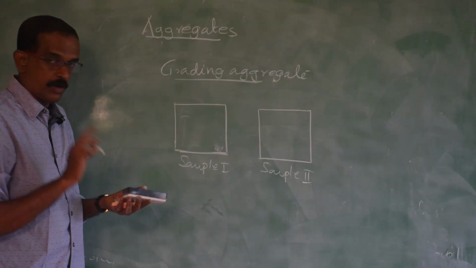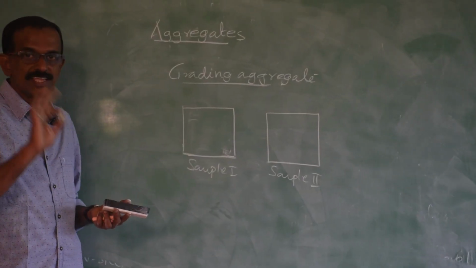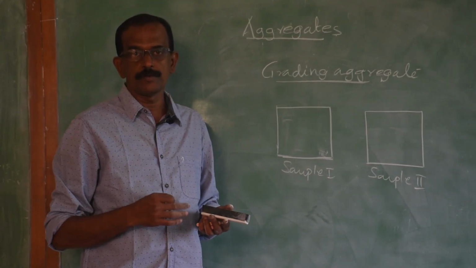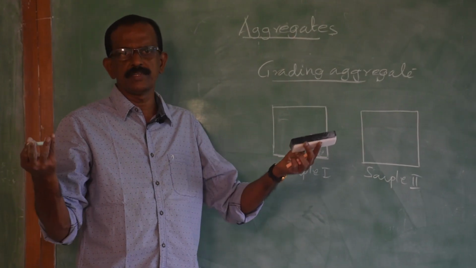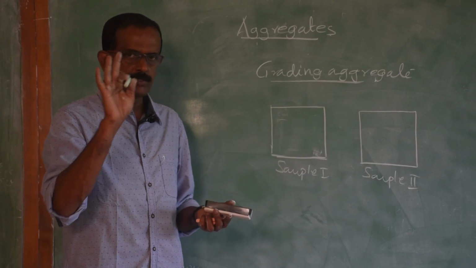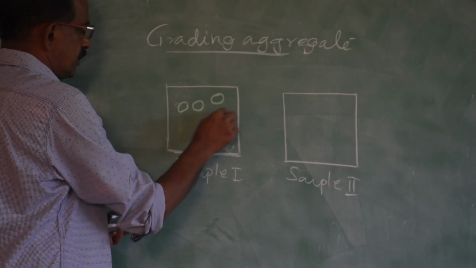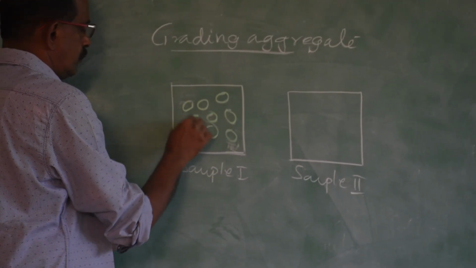For making sample 1 concrete, assume I am using the same size of coarse aggregate. What is the size of coarse aggregate? Size is greater than 4.75. It can be 5 mm, 5.5, 6, 7, 8, like that, any size. So, assume I am using say 8 mm coarse aggregate to make this concrete.